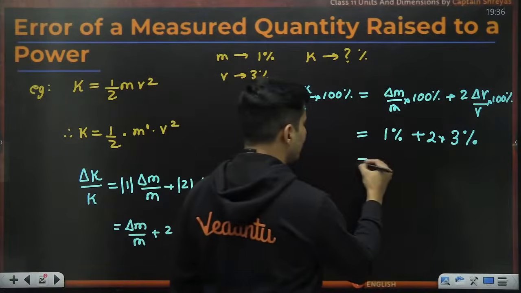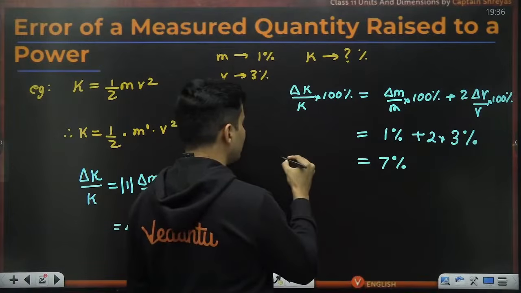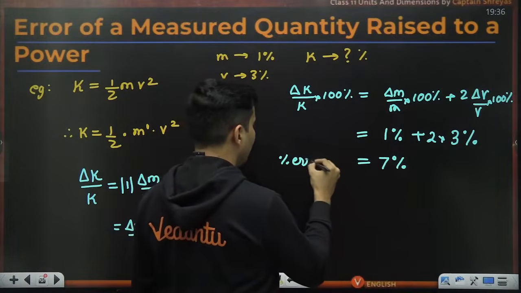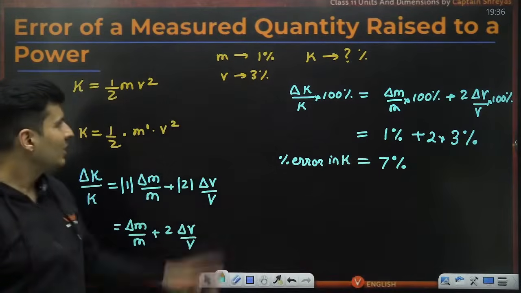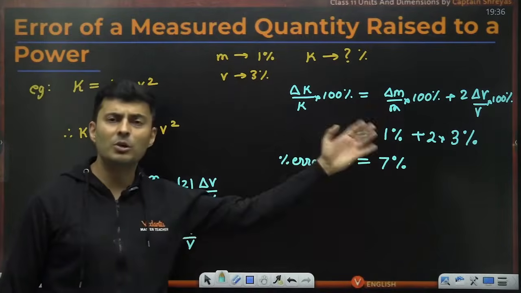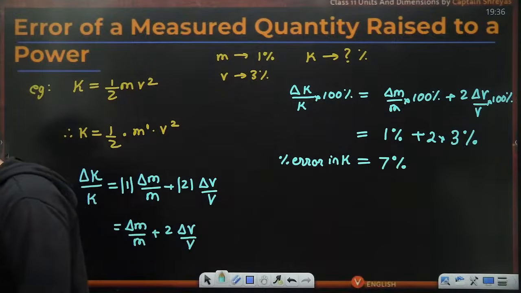So 2 3s are 6, 6 plus 1 is 7. So 7% error is there in kinetic energy. So percentage error in kinetic energy is 7%. So if the percentage errors are given directly, you can do the problem very, very easily. Okay, I hope this is clear.